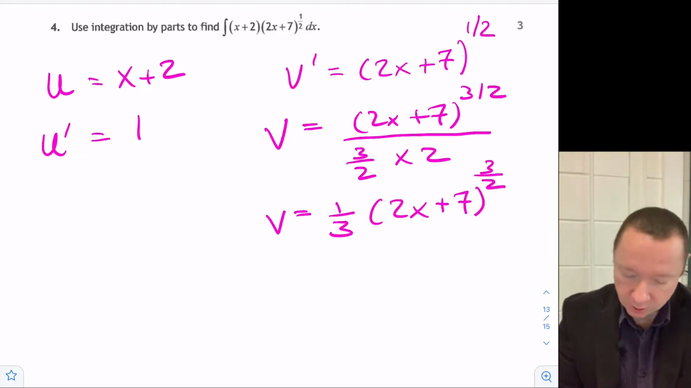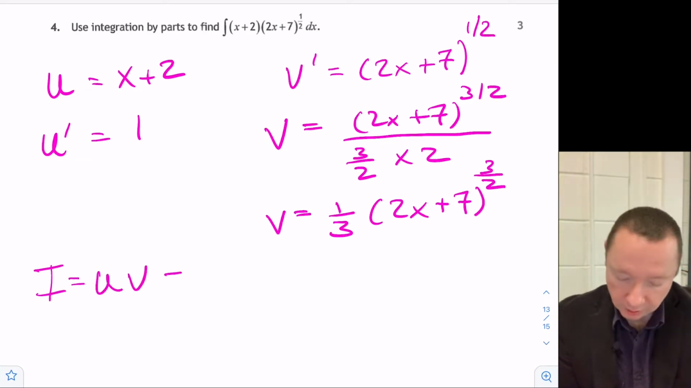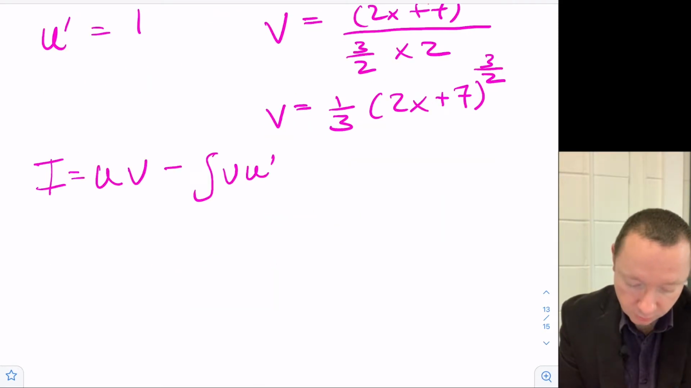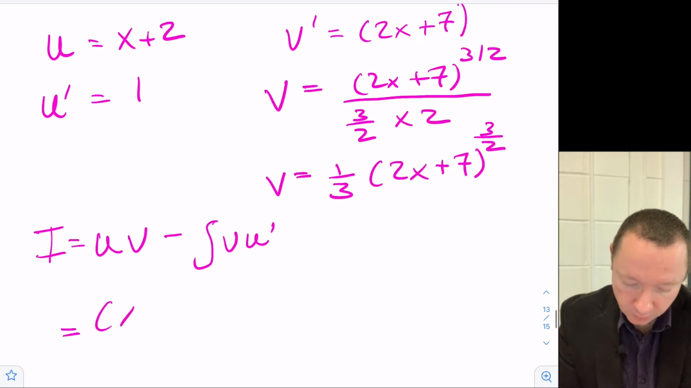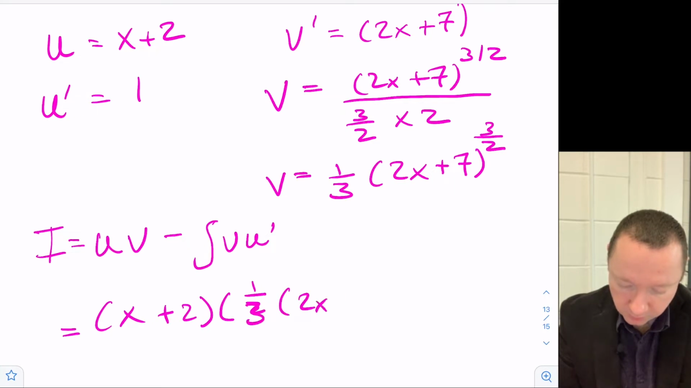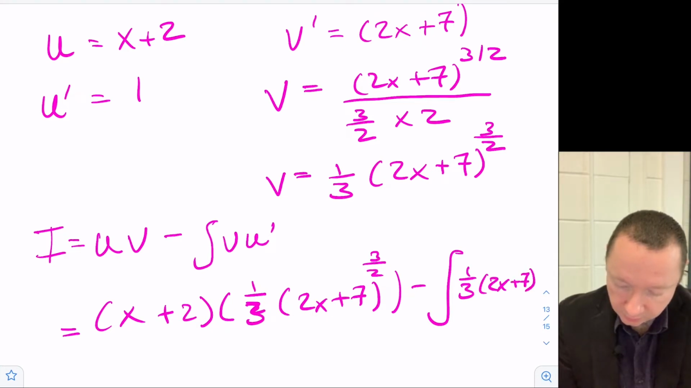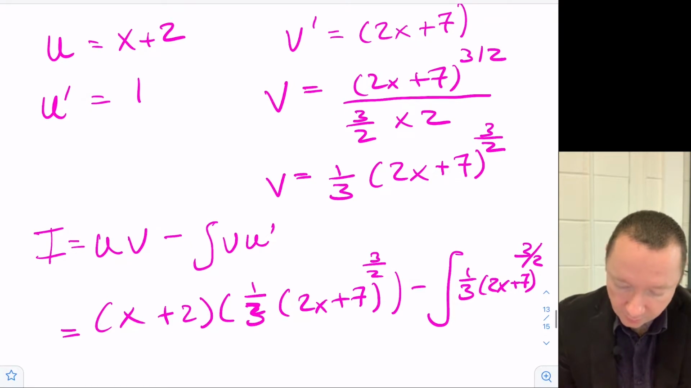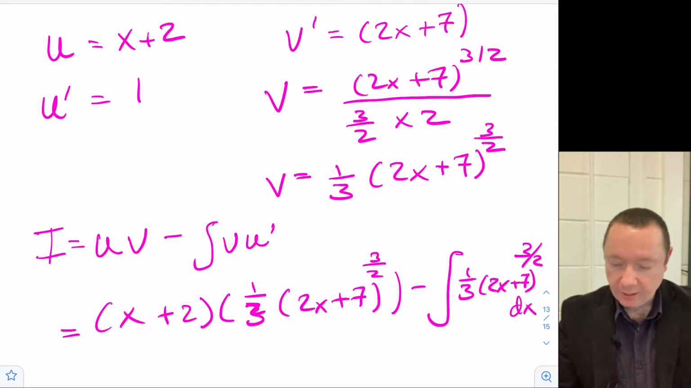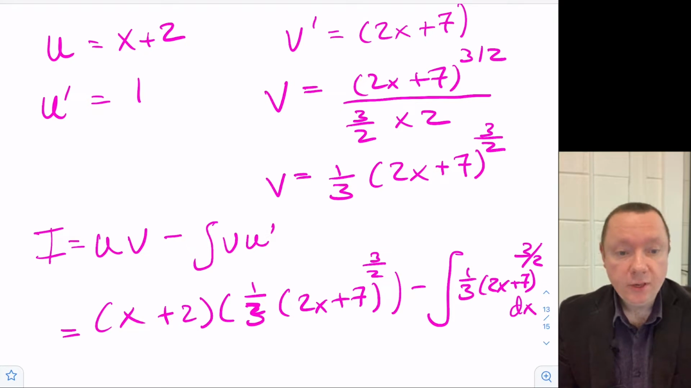So remember, integration by parts means that our integral is u times v minus the integral of v u dash. The integral equals u times v, x plus 2 times 1/3 of (2x plus 7) to the 3 halves, minus the integral of v, which is again 1/3 (2x plus 7) to the 3 halves, and we're timesing that by du, which is 1, so then that's just that. So we need to integrate 1/3 (2x plus 7) to the 3 halves.